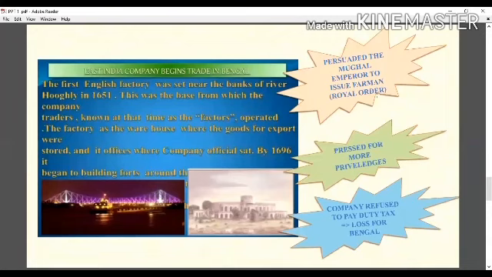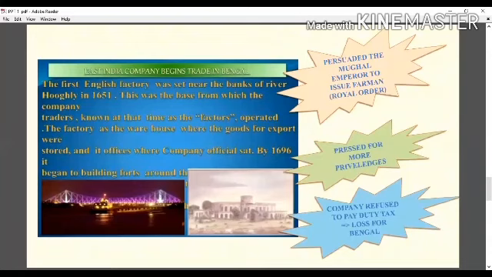But this was not it. When you get something, you want more and more of it. You are never satisfied as a human being. That's what happened with the East India Company. They kept on pressing for more and more privileges. They never were satisfied with whatever the Indians were giving them.